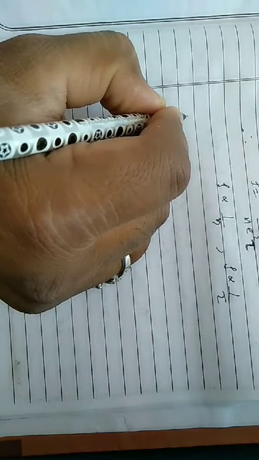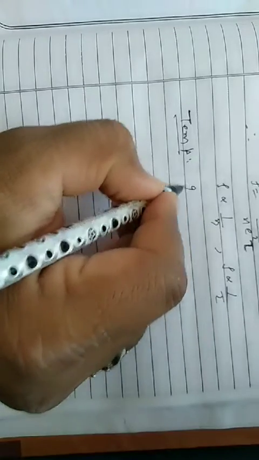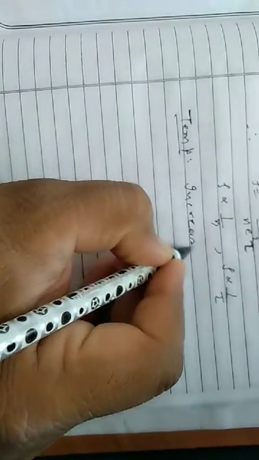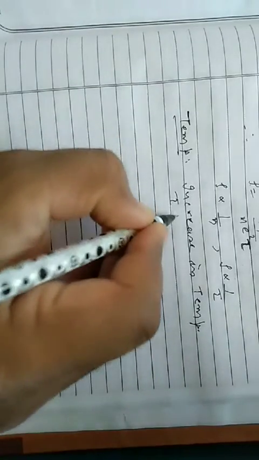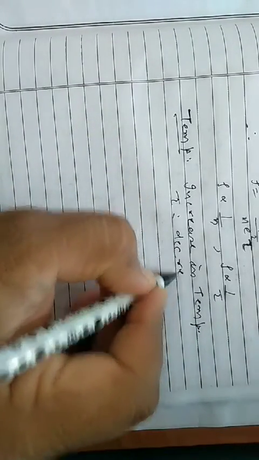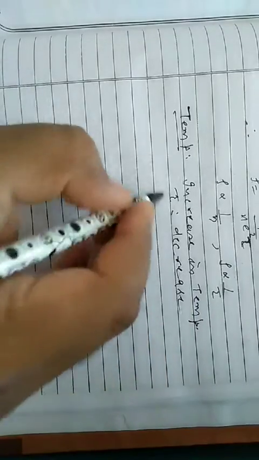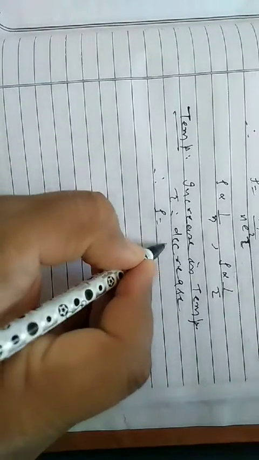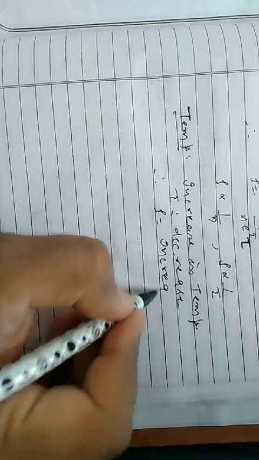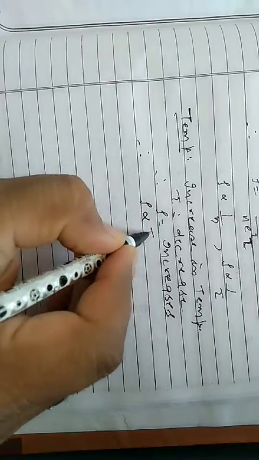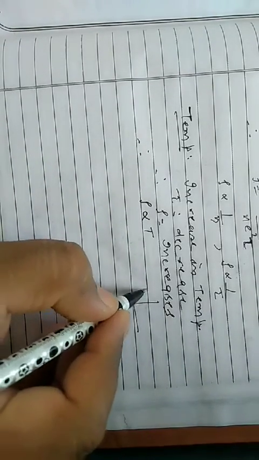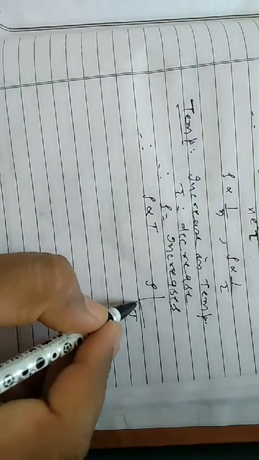Now, the effect of temperature. With the increase in temperature, relaxation time decreases. Therefore, resistivity increases. So we can say resistivity is directly proportional to the temperature. If we plot the graph between resistivity and temperature, it is a straight line.